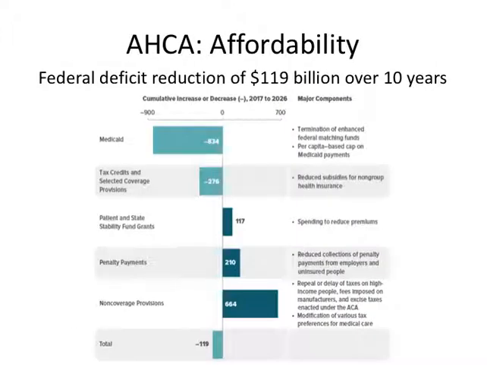On a macro level, the AHCA would result in a $119 billion decrease in the federal deficit. How does it do that? Well, it actually cuts $1.1 trillion of spending, much of that from Medicaid, and it gives a $1 trillion tax cut. This tax cut includes eliminating the tax penalty for large employers who don't provide health insurance, as well as the tax on tanning beds, health insurers, and pharmaceutical manufacturers, and that's just to name a few.